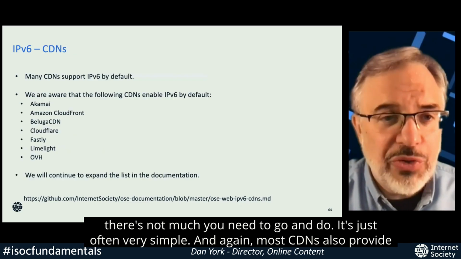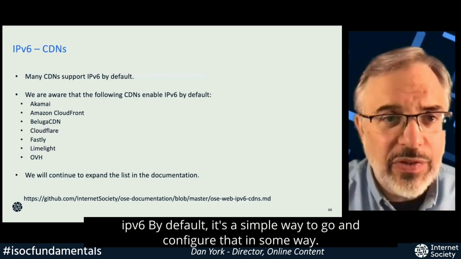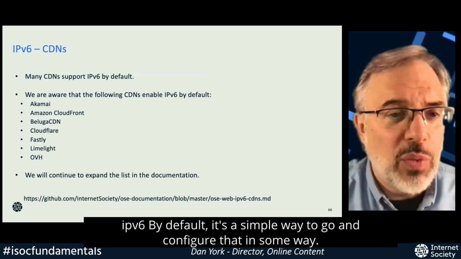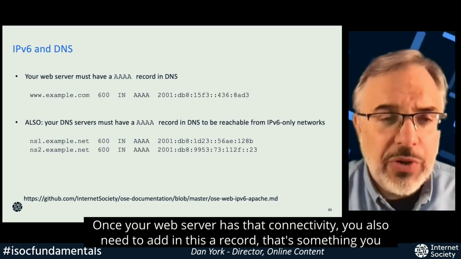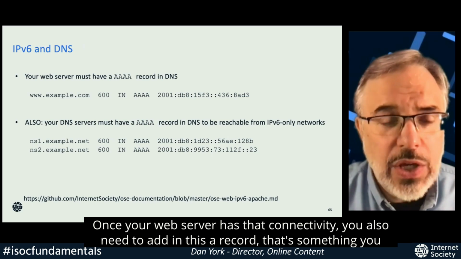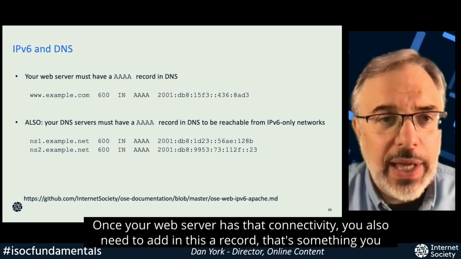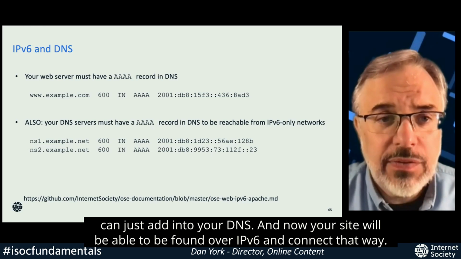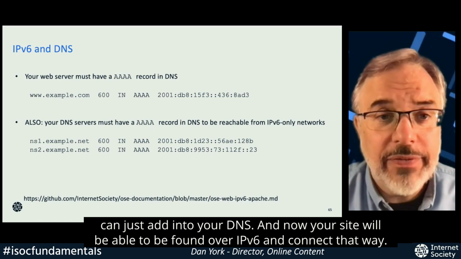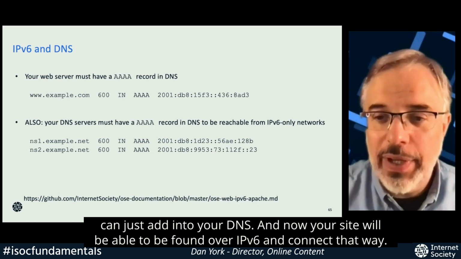And again, most CDNs also provide IPv6 by default. It's a simple way to configure that. Once your web server has that connectivity, you also need to add this AAAA record. That's something you can just add into your DNS, and now your site will be able to be found over IPv6 and connect that way.